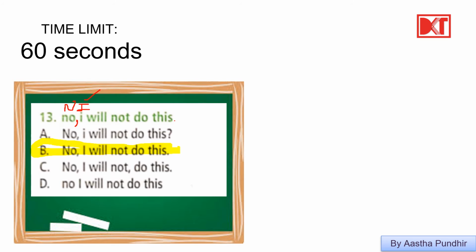Alright. And as far as the rest of these are concerned, here I is not capital. Here there's a question mark, so it's incorrect. Here again there are double commas, which is incorrect. Here the first letter is not capital and there is no full stop. So many mistakes in the other three, and the correct one is B. No, I will not do this, full stop. Alright.